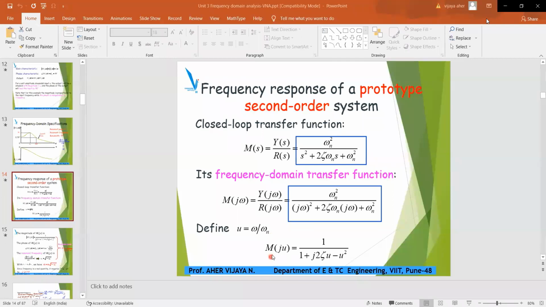Now put it in the transfer function also, M j omega. So you will get the equation for the frequency domain transfer function, M j omega is equal to M j u. Now we are going to write the equation with normalized frequency. This u is normalized frequency. So you are supposed to simplify this equation. Divide this term, numerator and denominator, by omega n square. So you will get M j u is equal to 1 divided by.